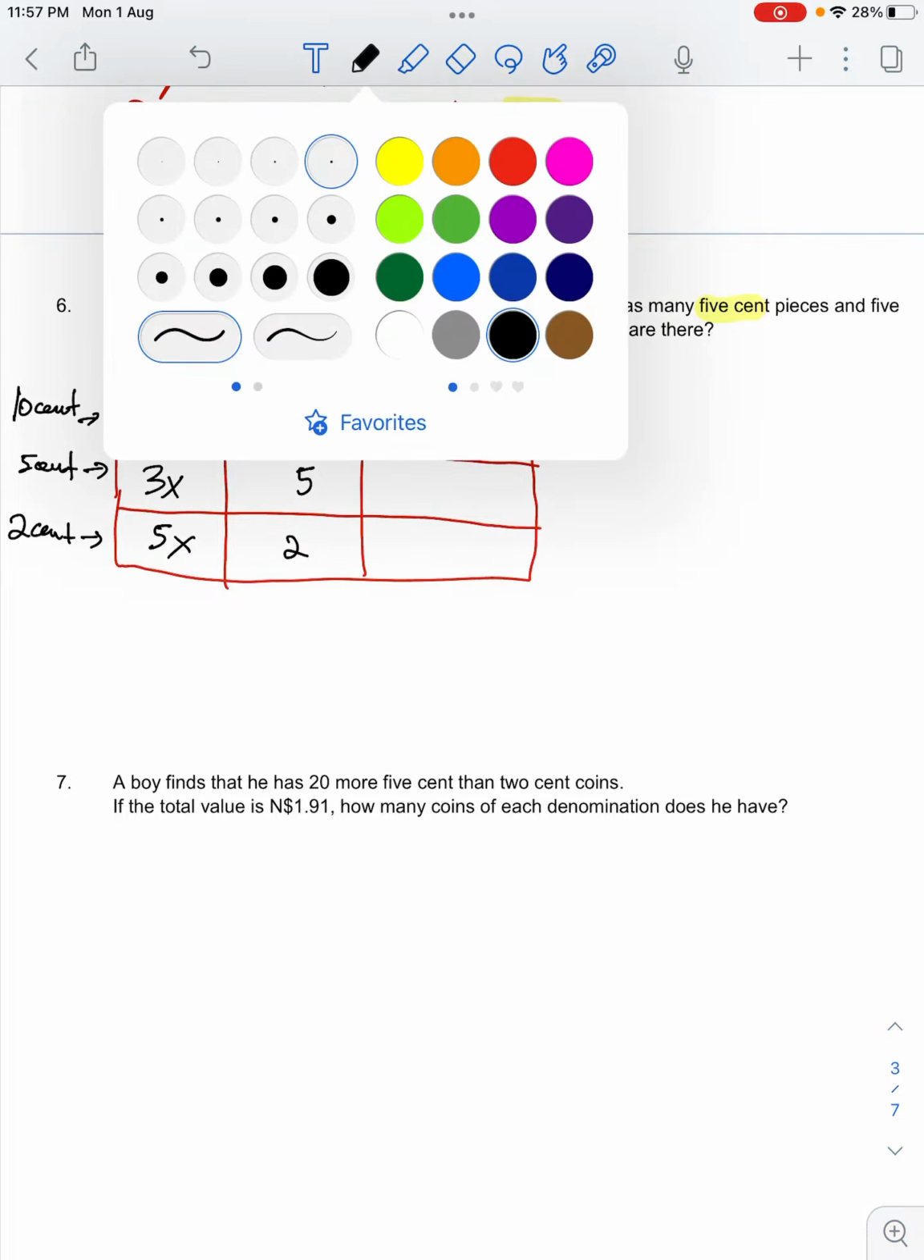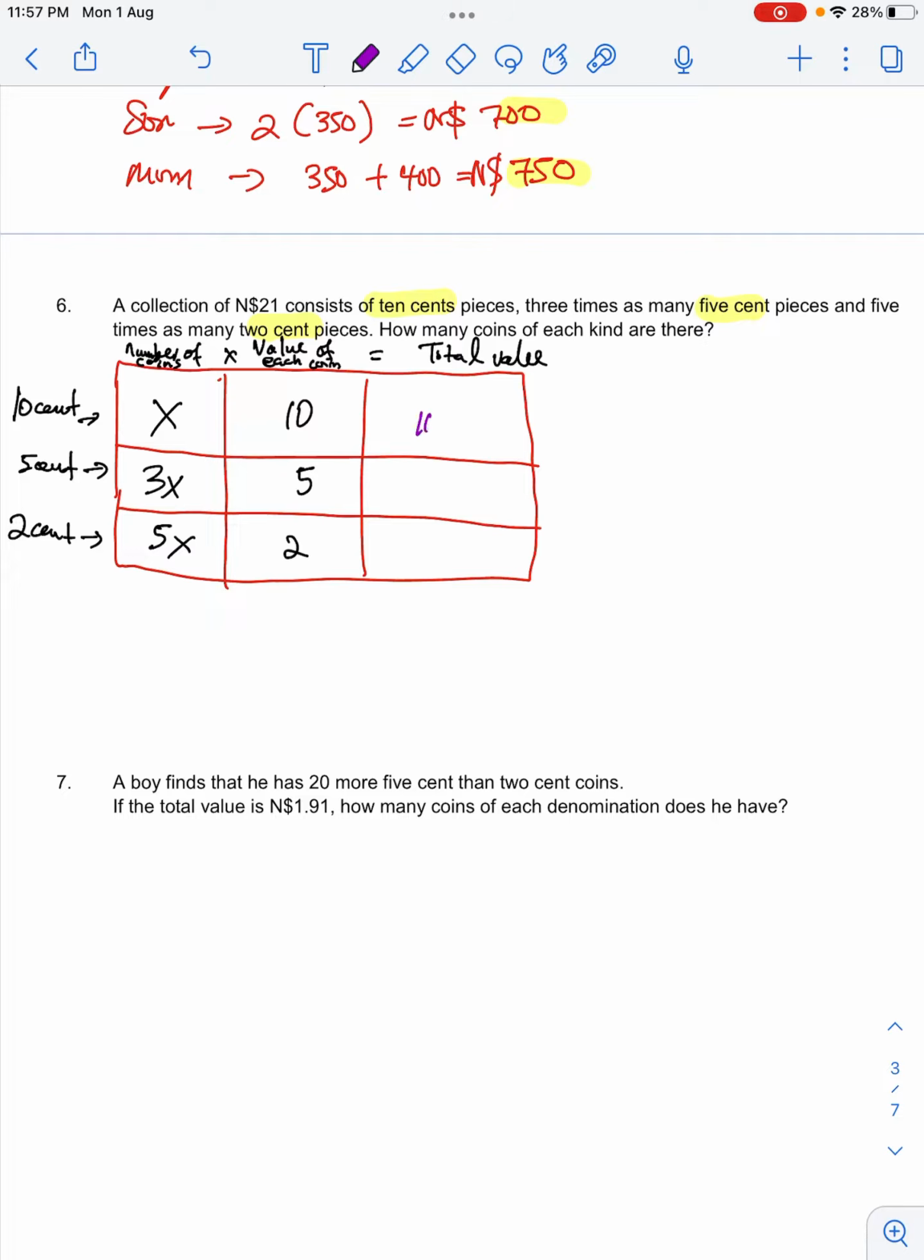So this is going to give us, for example, 10x, and this is going to give us 15x, and this is going to give us 10x if you multiply the 2 columns. Okay, so to multiply these 2, you're going to get 10x, for example. So where does that leave us?